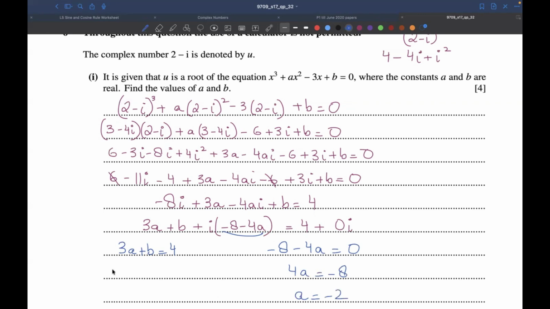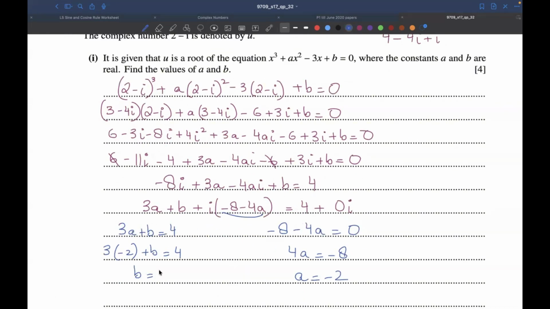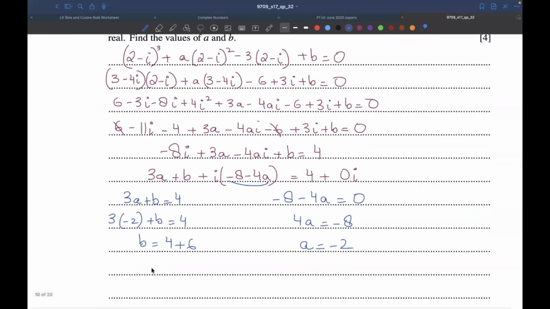Once we have the value of a as minus 2, we can write it over here: 3 into minus 2 plus b is equal to 4. So b will be equal to 4 and this is minus 6, so that will become plus 6. The value of b is equal to plus 10. So the values of a and b are: a is minus 2 and b is plus 10.